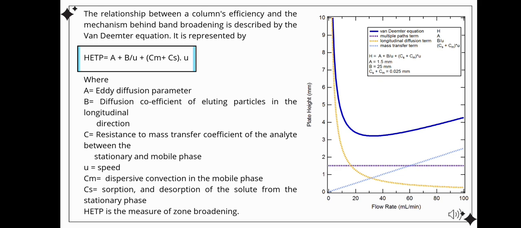From the graph we can clearly understand the Van Deemter equation, where plate height is plotted against the flow rate. A equals the eddy diffusion parameter, B represents the diffusion coefficient of eluting particles in the longitudinal direction, C is the resistance to mass transfer coefficient of the analyte between the stationary and the mobile phase, u is speed, Cm represents the dispersive contribution in the mobile phase, Cs is sorption and desorption of the solute from the stationary phase, where HETP is the measure of zone broadening.